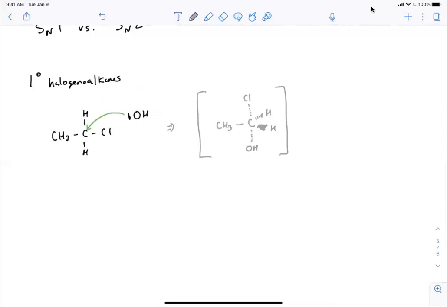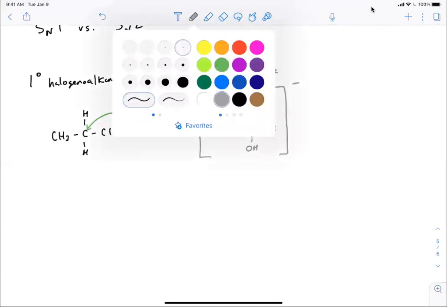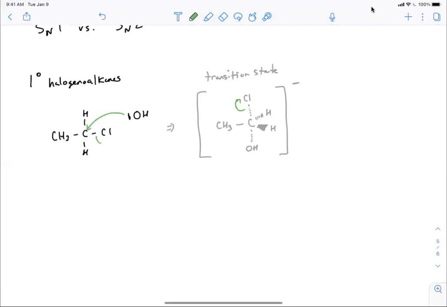Now, because this carbon's not chiral, it doesn't super matter. But if it were a chiral carbon, it would invert, like it would be the opposite stereoisomer of the original one. And make sure when you draw the transition state that you draw the brackets, the charge, and the dotted lines for the partial bonds. You could draw the bond breaking here or here, but as long as it's the bond to the chlorine, that's all that matters. And then you end up with this.